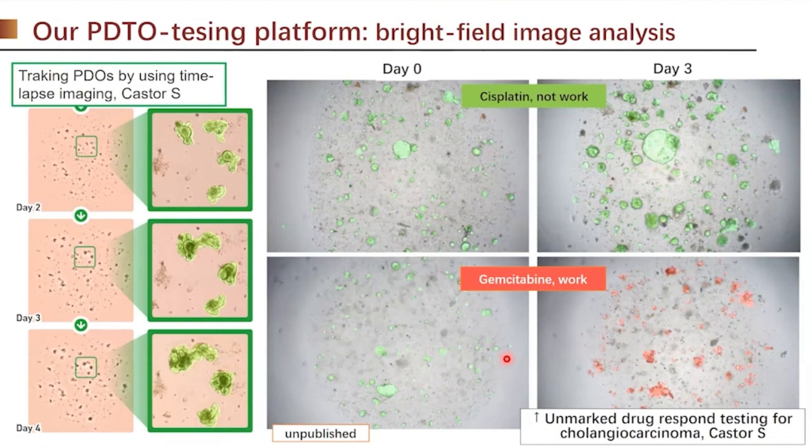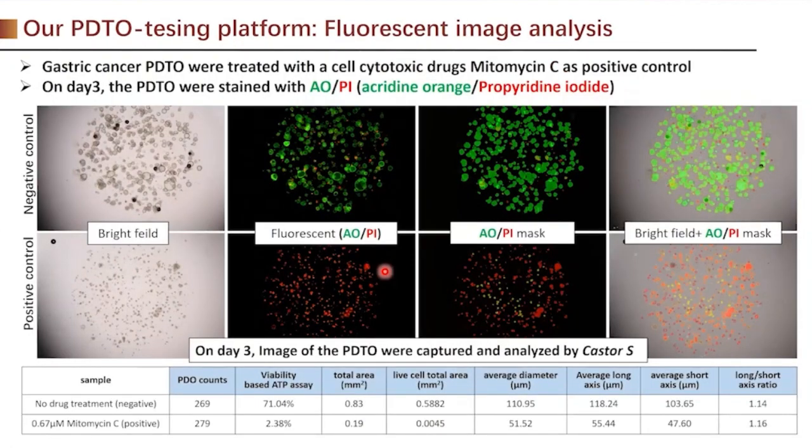On the contrary, treatment with another drug, gemcitabine, leads to dramatic death, indicated by the red pseudo color and collapsed shapes of the organoids. Because bright field imaging is not as good as fluorescent imaging in terms of signal-to-noise ratio, before PDTO testing reaches the final step of destructive ATP assay, we usually characterize the organoids using fluorescent imaging, also known as AOPI imaging here.